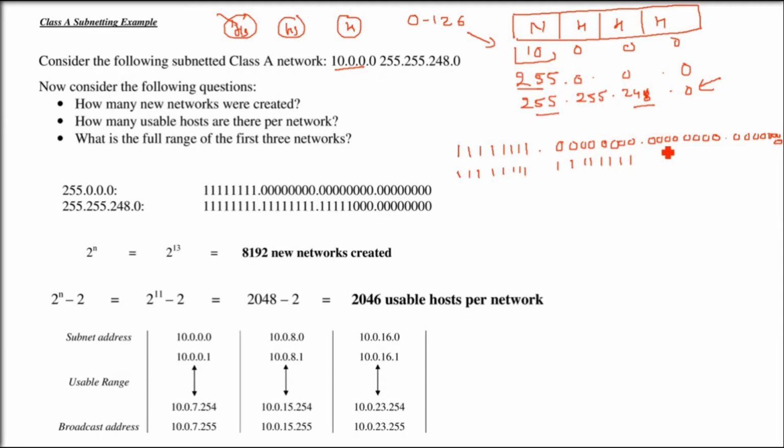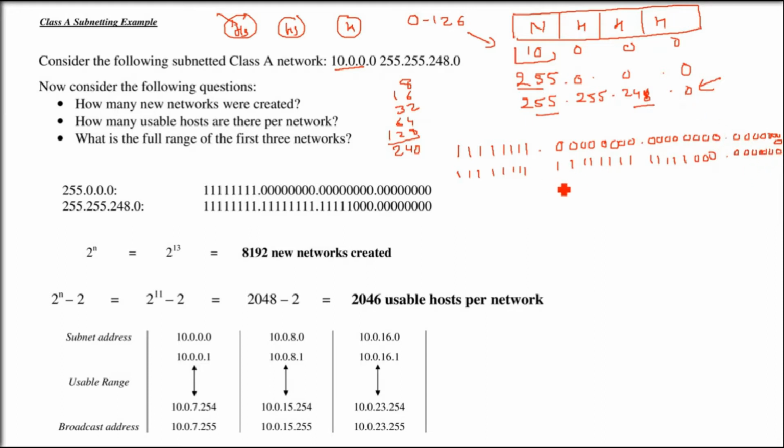Now 248, when we convert it into binary, you can use any method. If you take 8 plus 16 plus 32 plus 64 plus 128 and add them, you get 248. That means 5 ones, 1 1 1 1 1, and 3 zeros. And then the last octet is again 8 zeros.